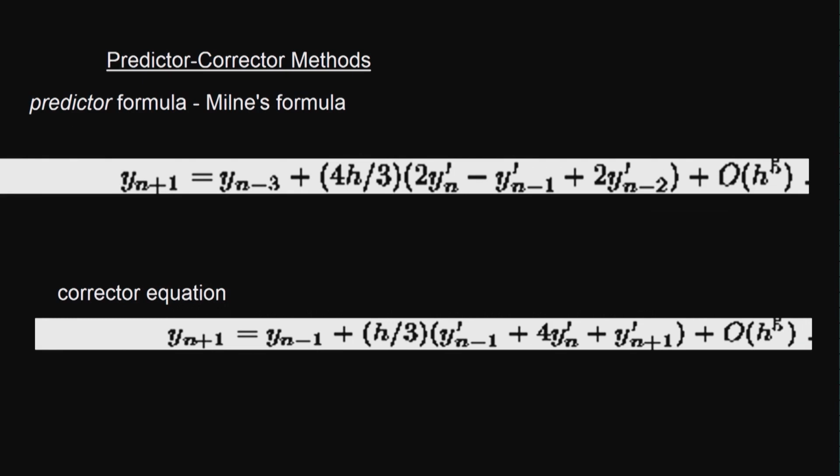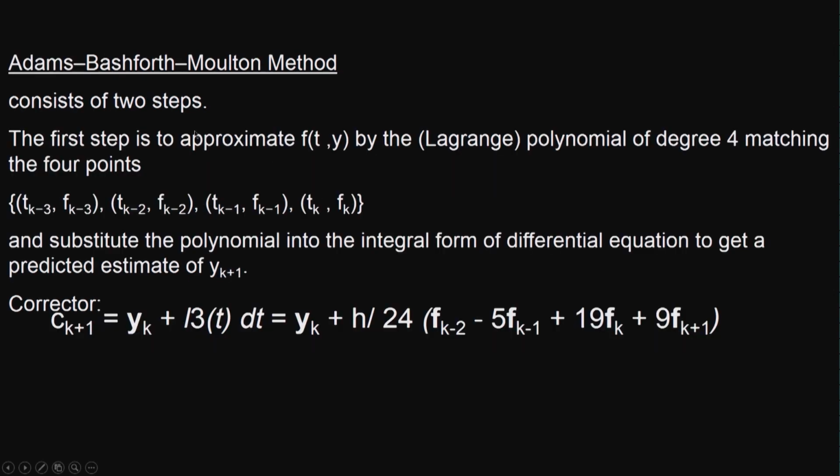Then we have predictor corrector methods, Milne's method. Initially you predict for yn plus 1 and then you correct for yn plus 1. So we calculate at different places, n minus 1, n minus 2, and then we calculate yn plus 1, that is called the predicted yn plus 1, and then again make use of that yn plus 1 to get the corrected yn plus 1. This is called Milne's method. Then we have the Adams-Bashforth-Moulton method.